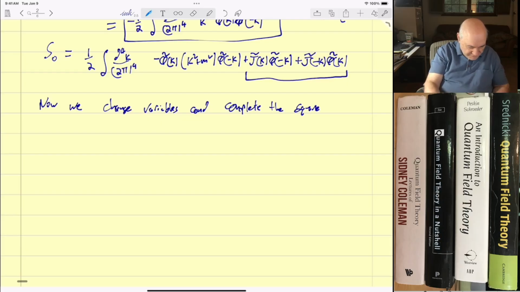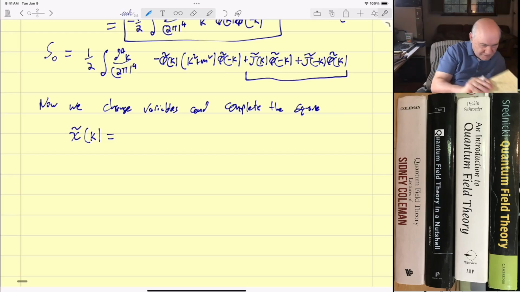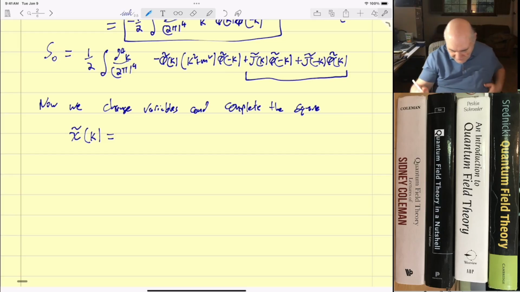So let's define a new variable, chi. I'm going to write it like x, but it's really a chi tilde k. Well, actually, it should be a chi, I guess. I don't know why I'm calling it chi. Let me just check something in the book. Yeah, it's a chi. Whatever.